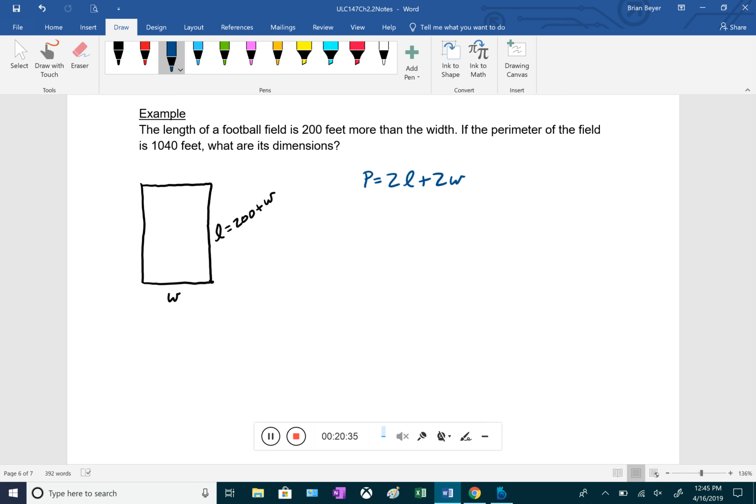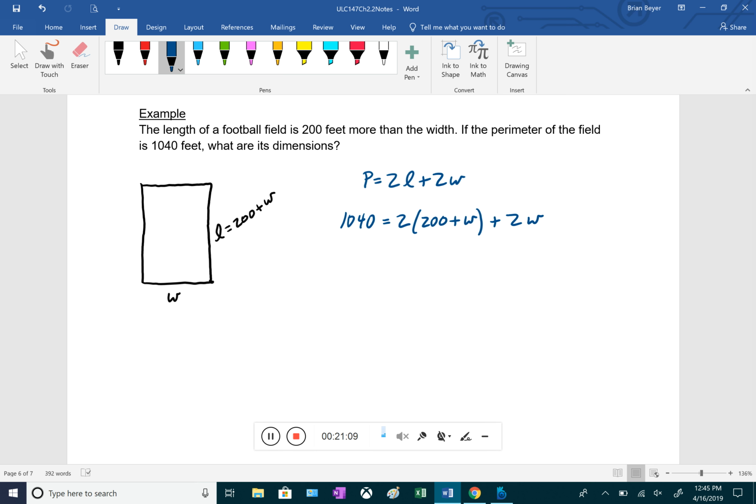And let's plug in our variables for what we know. We know the perimeter is 1040. So instead of using L, we're going to replace it with 200 plus W. The reason we do that is because when we finish off this equation, we have one equation with one variable, so we can actually solve for the W. If we did not plug in for L, we would have one equation, two variables, and we wouldn't be able to solve for it.